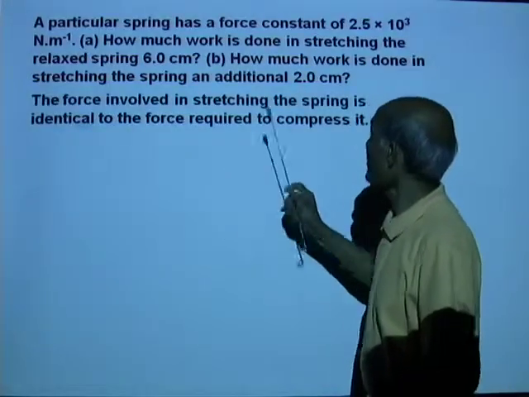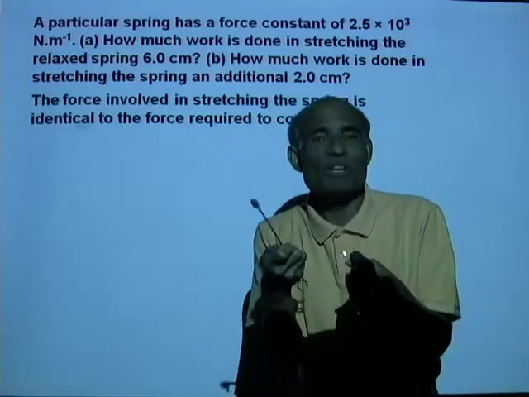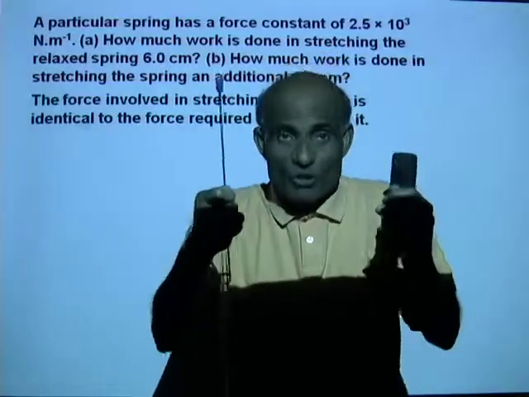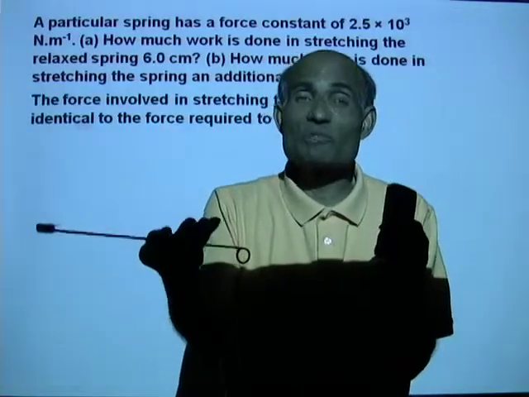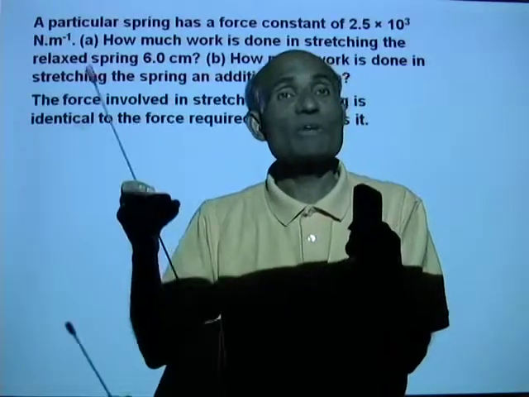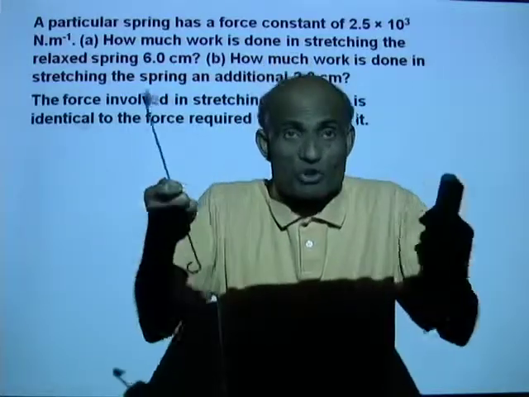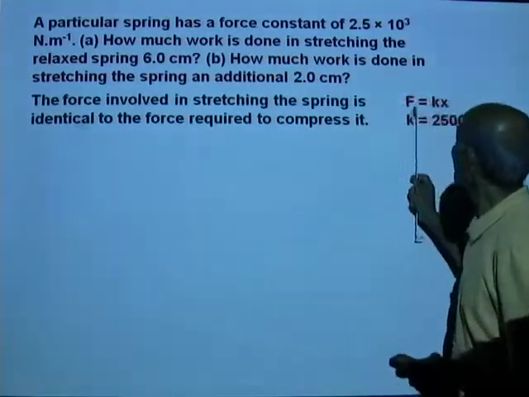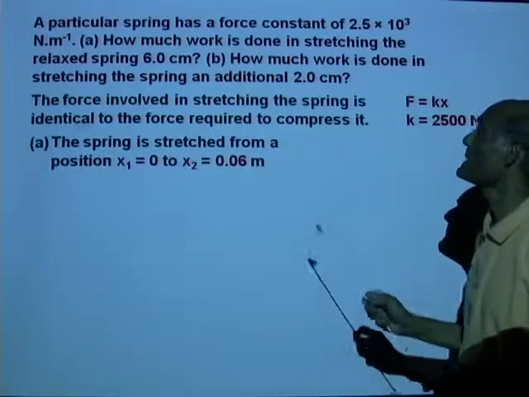Well, the force involved in stretching the spring is identical to the force required to compress it. So, the law F equal to kx is valid for stretching the spring or compressing the spring. And therefore, the equation we developed, W, the work done, equal to k over 2 times x2 squared minus x1 squared, is equally applicable for stretching the spring or compressing the spring. That's right. So you got k equal to 2,500 Newton per meter.